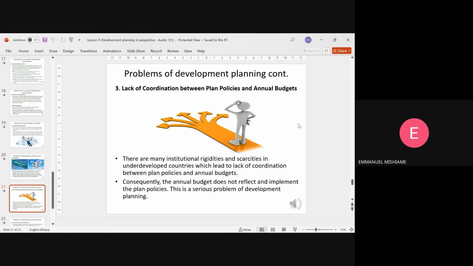You realize that you then have to go and borrow. And the more you borrow, the worse your currency becomes, the more money you have to pay back, and the problem keeps compounding on and on. Okay, so that's one main problem of development planning, the lack of coordination between plan policies and the annual budget. You have a plan, you have so many needs, but your means of achieving the needs are limited.